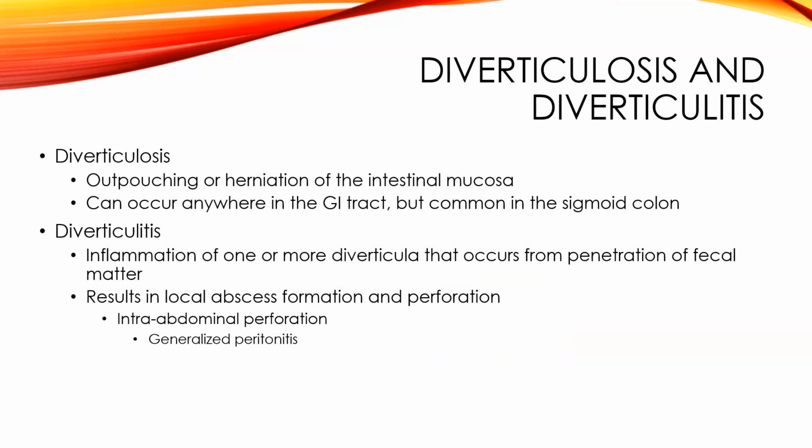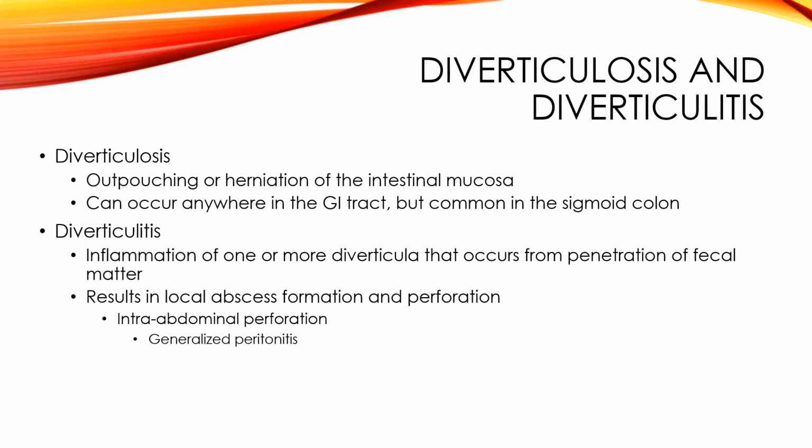So the next disease process is diverticulosis and diverticulitis. Diverticulosis is an outpouching or herniation of the intestinal mucosa. It can occur anywhere in the GI tract, but is most common in the sigmoid colon. With diverticulitis, there is inflammation of one or more diverticula that occurs from penetration of fecal matter. So you have diverticuli that actually line the intestinal tract itself.